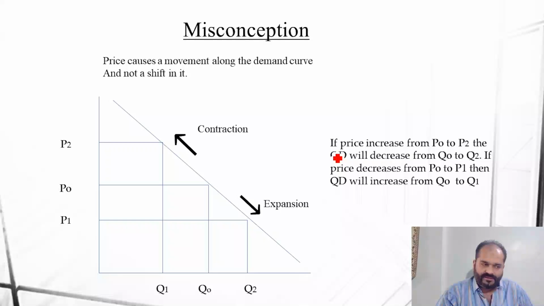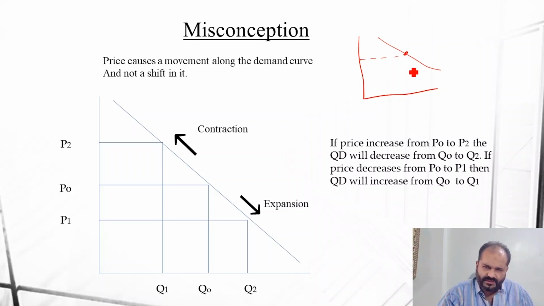Right? Everyone thinks that if price changes, the demand curve will also change. So if the price of a product increases or decreases, what will happen? Will there be a shift in the demand curve? No, there will not be a shift in the demand curve. If the price changes from P1 to P2, the quantity demanded will change from Q1 to Q2. Right? So basically what I'm trying to say is, if the price changes from P0 to P2, then there will be a movement along the curve.